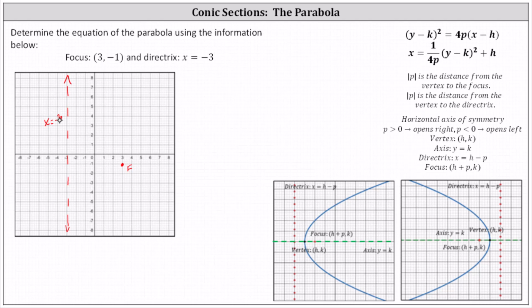For the next step, let's sketch a segment perpendicular to the directrix, starting at the directrix and ending at the focus. The vertex will always be the midpoint of this segment, which indicates the vertex is (0, -1). And now we'll make a rough sketch of the parabola. We know the focus is inside the parabola and the directrix is outside the parabola, and therefore the parabola will open to the right and look something like this.